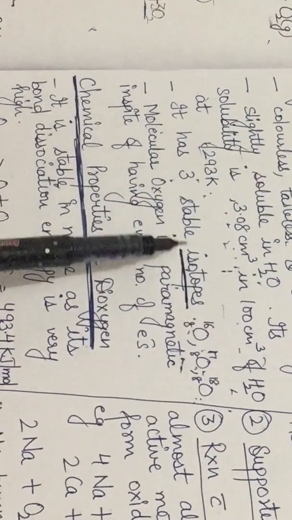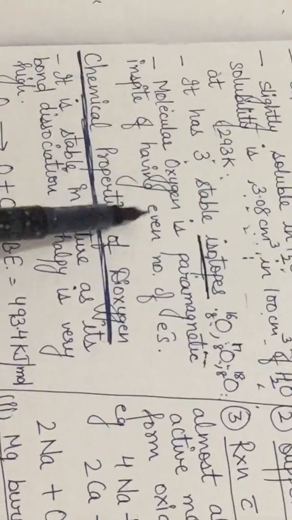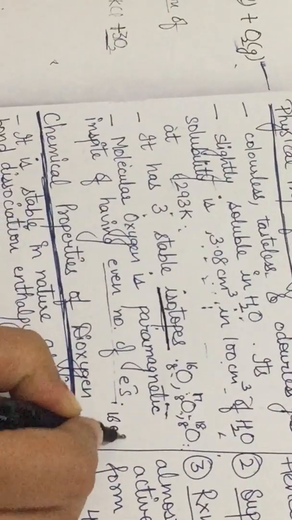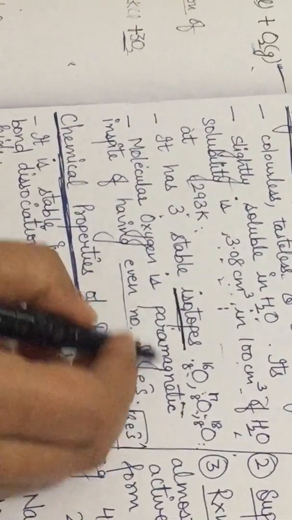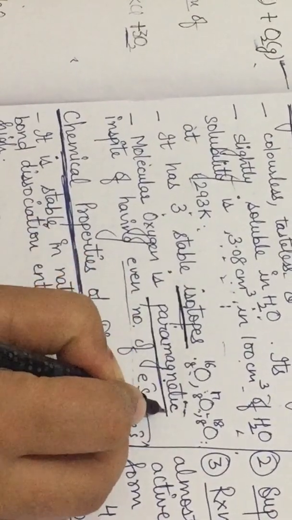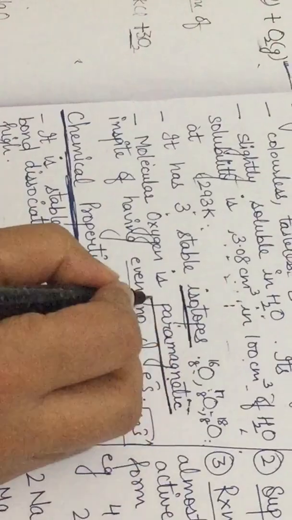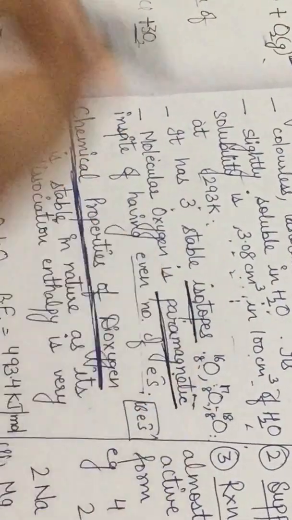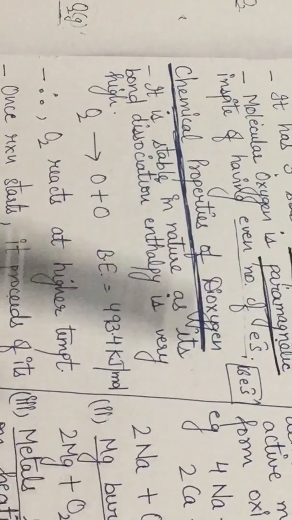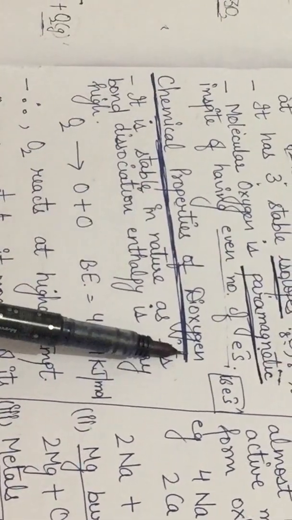Next property of dioxygen is that it is paramagnetic. Now we know dioxygen has an even number of electrons. It has 16 electrons, but still it is paramagnetic in nature. Why it is paramagnetic in nature, we have done in class 11. You will answer this question in the comment box after the video. Next we will do the chemical properties of dioxygen.